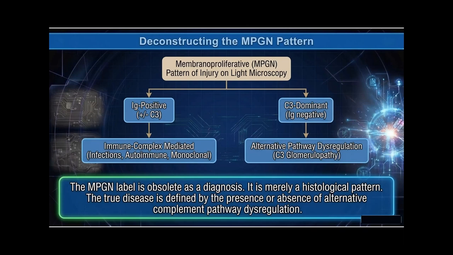What was earlier called MPGN is now two types. One is the IgG positive immune complex type. The other is the C3 dominant type or IgG negative type, which is called the C3 glomerulopathy. The MPGN label is now obsolete. We don't call it MPGN. We will call it immune complex mediated, IgG positive, or C3 dominant, IgG negative, alternate pathway type. These are now two types, separate.